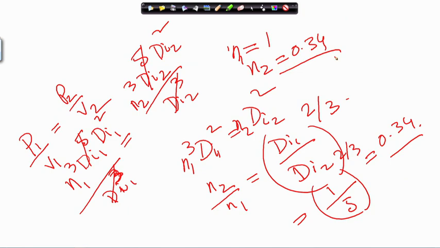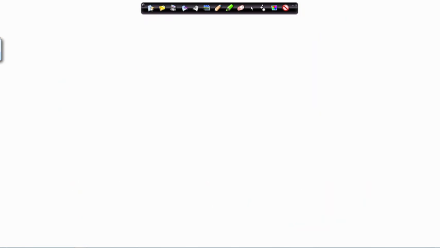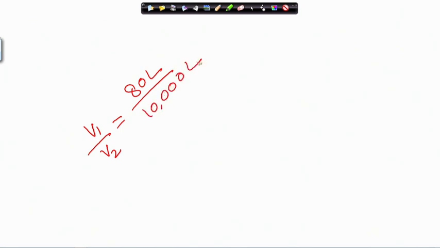Am I right? So I can give another instance of how the other parameter, the DI parameter, has come. If you write V1 by V2, what has happened? V1, what is the capacity? 80 liters. Am I right? V2 is 10,000 liters. Now this is equal to DI1 cubed by DI2 cubed, am I right? And this is equal to 1 by 125.